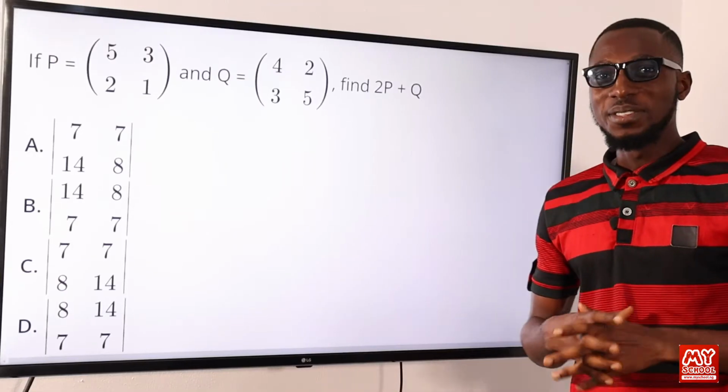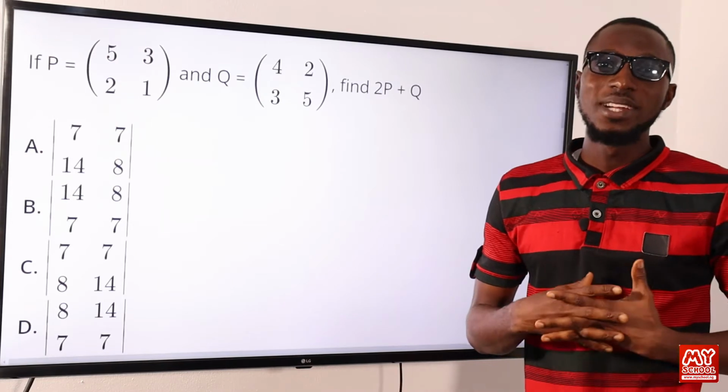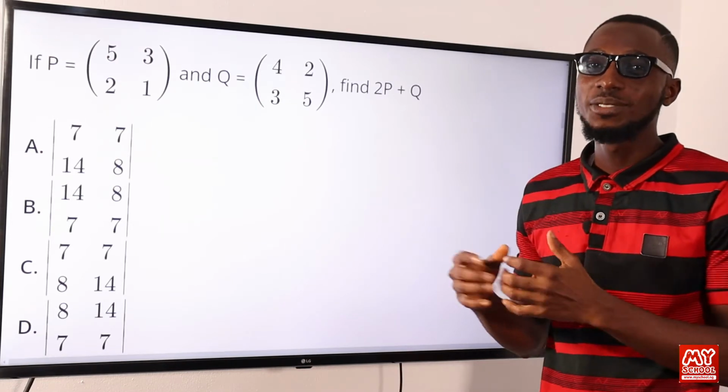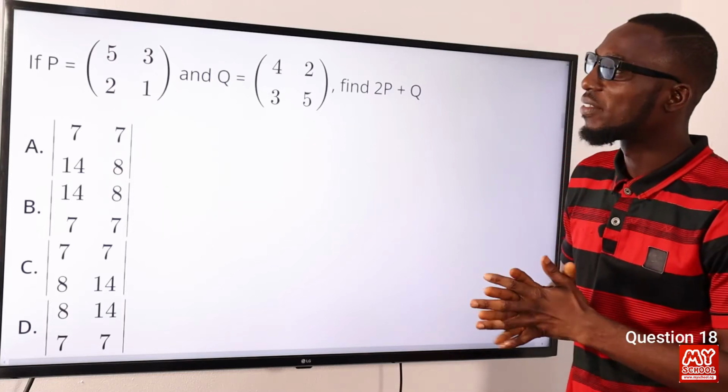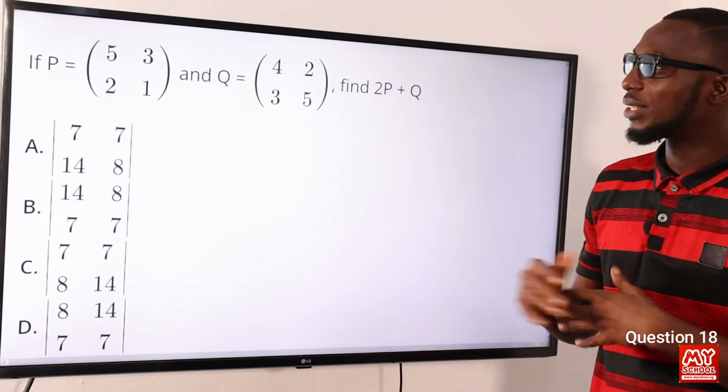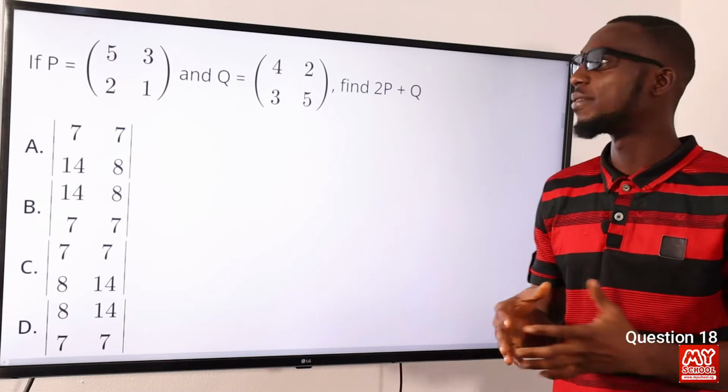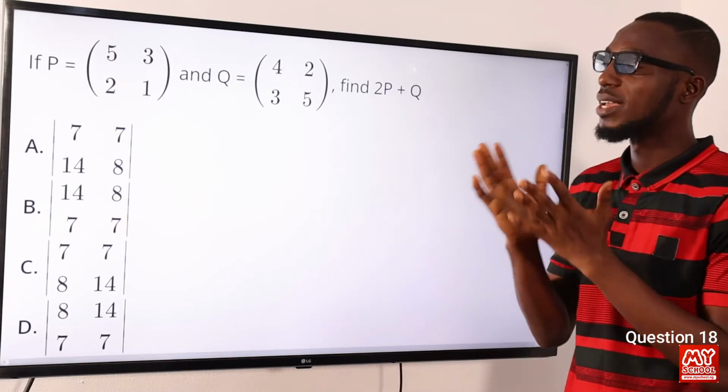You're welcome back to my school channel. In this video segment we are solving questions 18 to 33. So join me as we start with question 18. If P equals [5 3; 2 1] and Q equals [4 2; 3 5], find 2P plus Q.